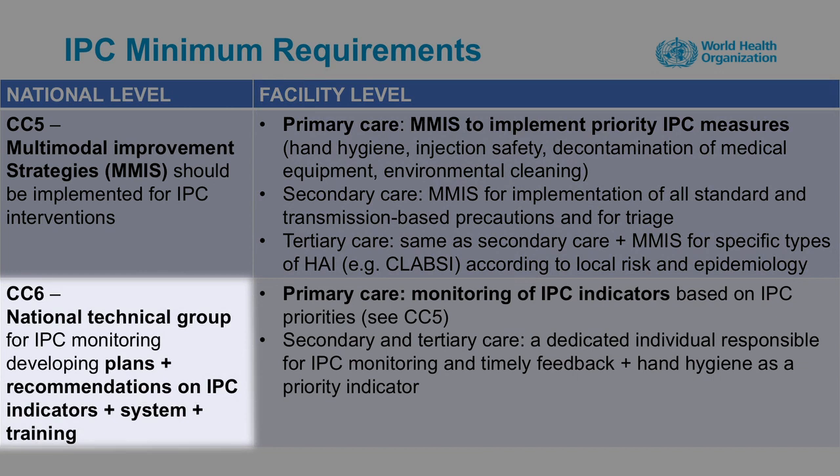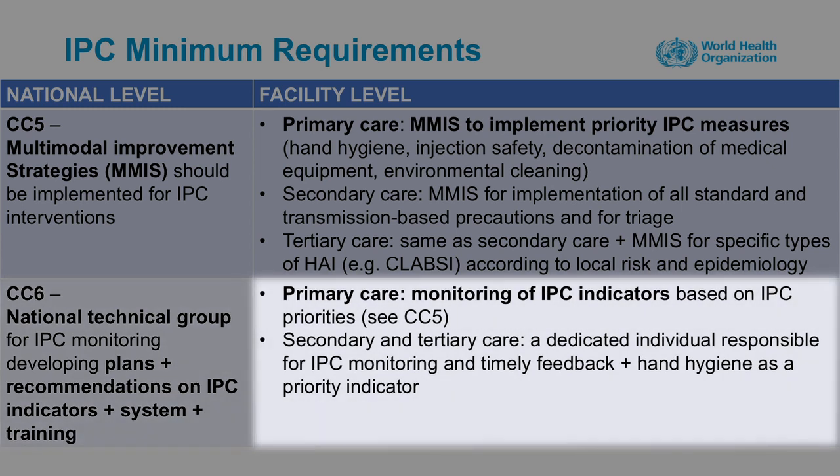Core component number 6 refers to the national technical group at the national level that is responsible for IPC monitoring, developing plans and recommendations, indicators, and systems training. At the facility level, for primary care, this means monitoring of IPC indicators based on the IPC priorities. At the secondary and tertiary care level, this means a dedicated individual responsible for IPC monitoring and timely feedback, as well as having hand hygiene as a priority indicator.